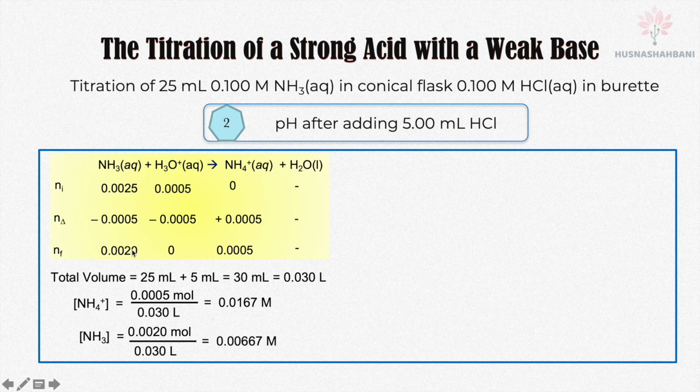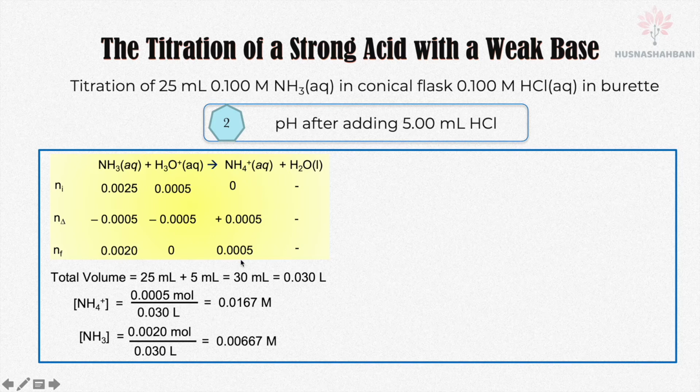0.002 is the number of mole of final. So it means in the conical flask, after the neutralization reaction, what's left in the conical flask are NH3 and the salt, or its conjugate acid. So we have weak base and conjugate acid. That's what's left in the conical flask.